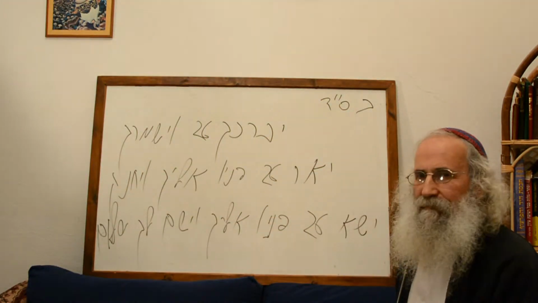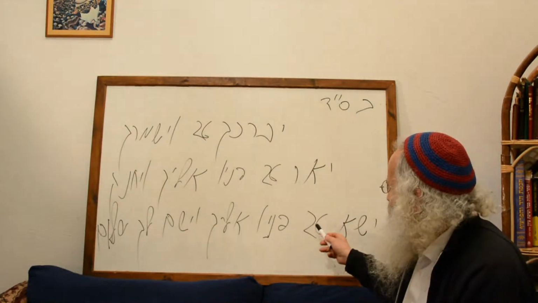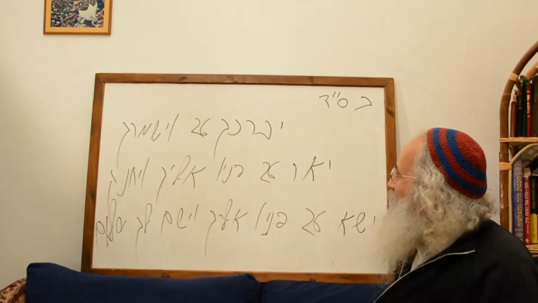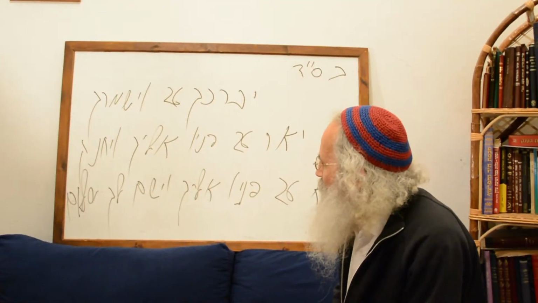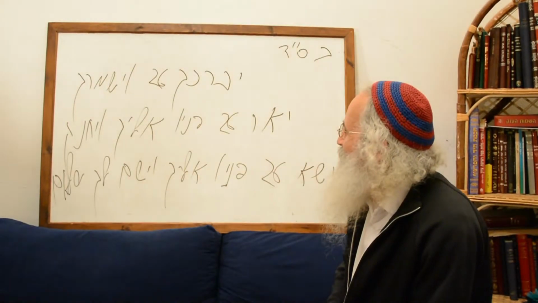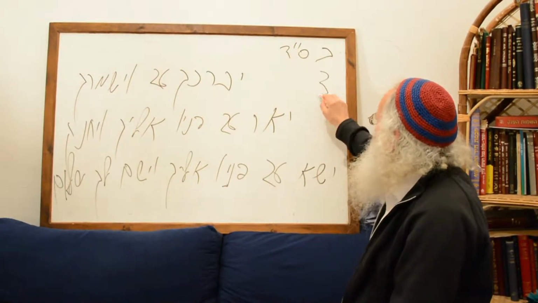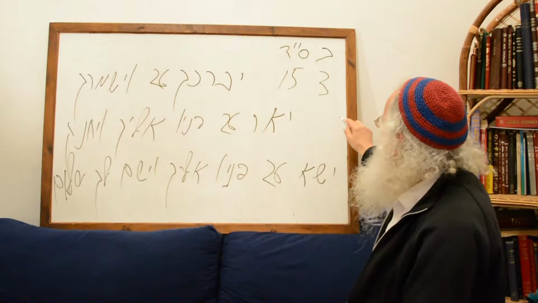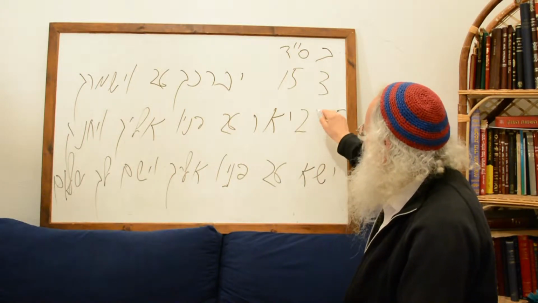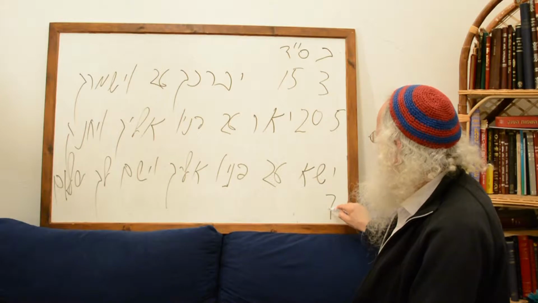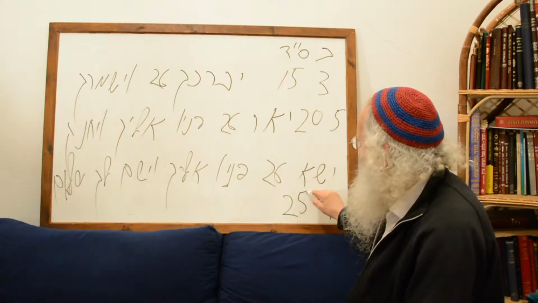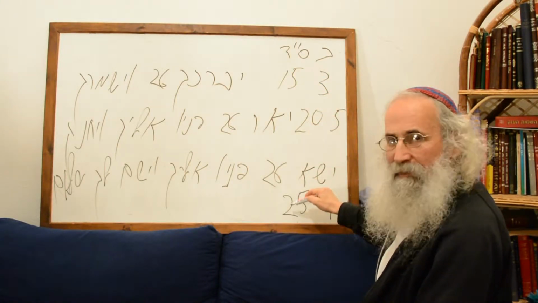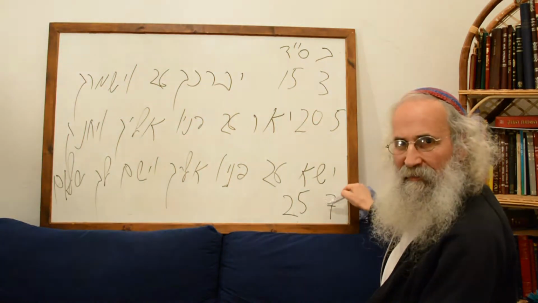Should remind people 26 means Yud Kei Vav Kei, the name of the Creator. There are 4 letters of Yud Kei Vav Kei. Why I wrote this? Because we want to put attention to a phenomenon: here we have 3 words and 15 letters. Here we have 5 words and 20 letters. Here we have 7 words and 25 letters. So we can see that we have a line: 15, 20, 25, and 3, 5, 7.